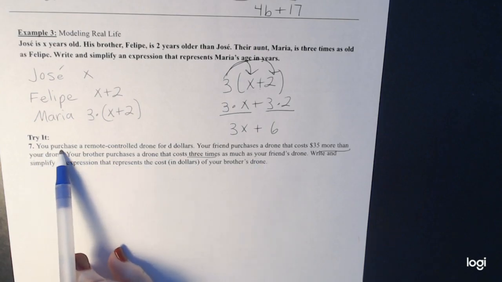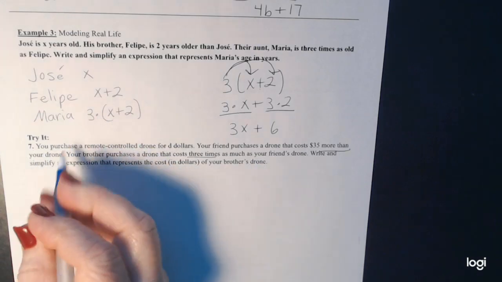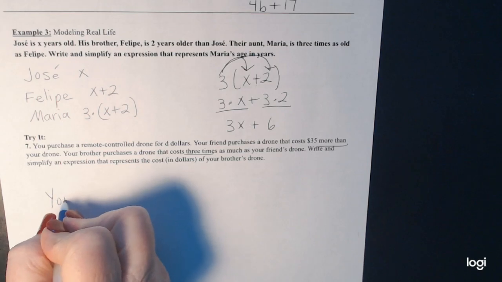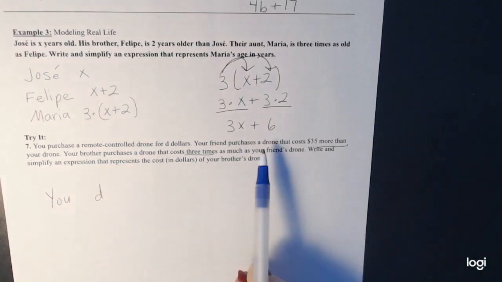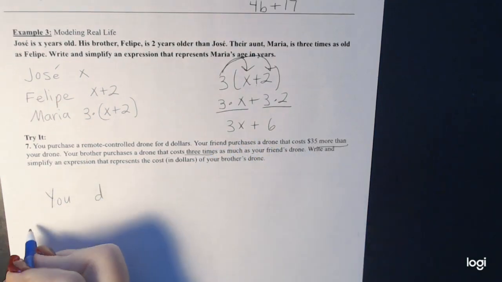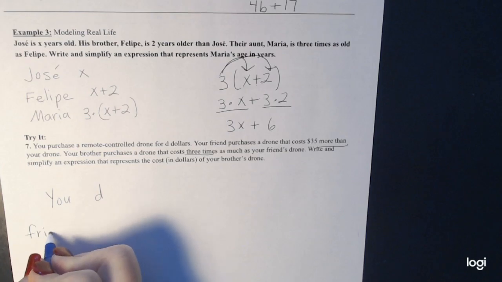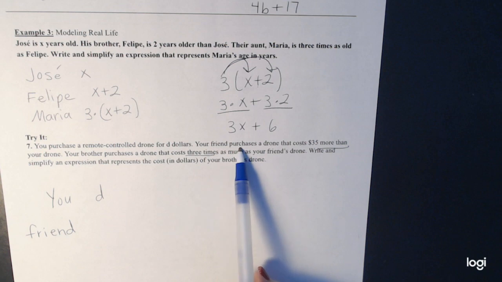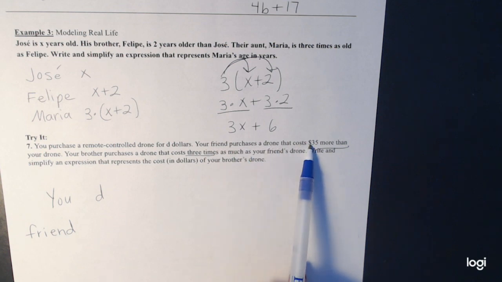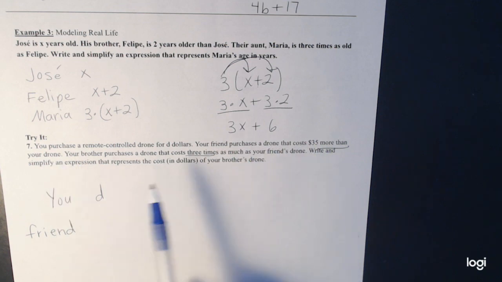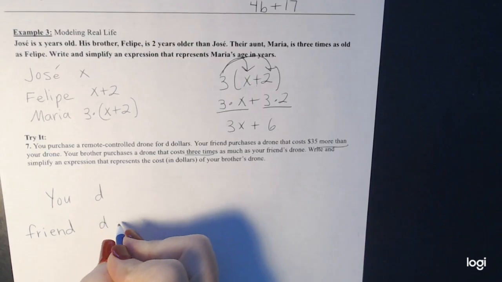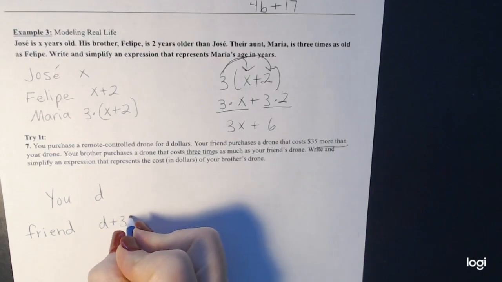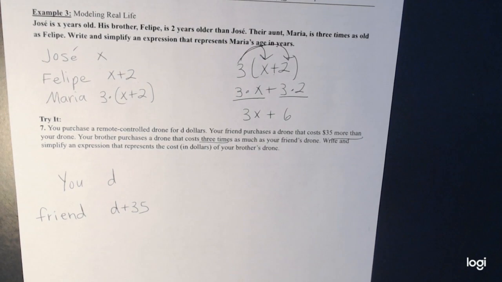Okay, let's go back here. It says you purchased one for D. So let's put you. Yours was D. Your friend, so our next person is the friend. And I think if I recall correctly, your friend was 35 more. Your friend purchases a drone that costs 35 more than yours. Well, if yours cost D and they spent 35 more, it would be like that.